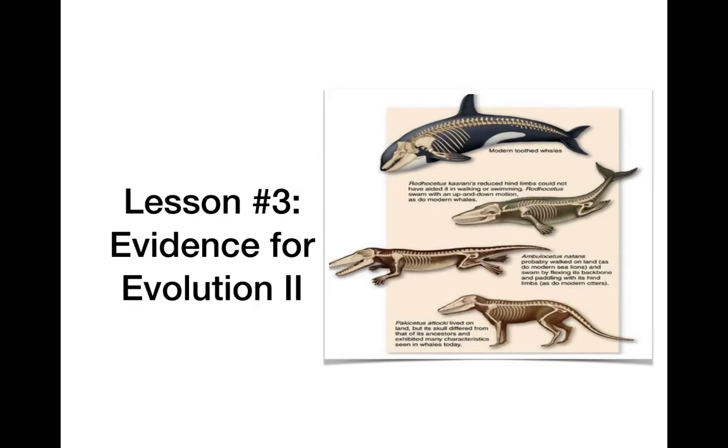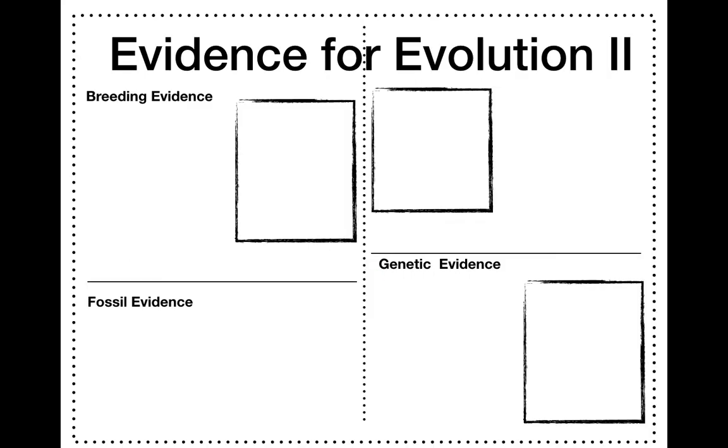All right, grade 9, here we are with our third lesson of this unit, Evidence for Evolution Part 2. So here is your template for today. We're only going through 3 pieces of evidence, so you need to have space to do breeding evidence here, fossil evidence here, and then genetic evidence here. One image for each one, and you'll have a choice of images to draw for some of them anyway. So take a minute, pause the video, and draw your template.